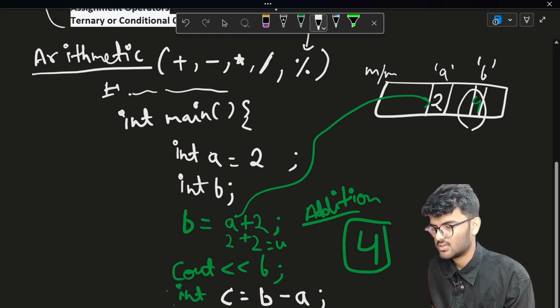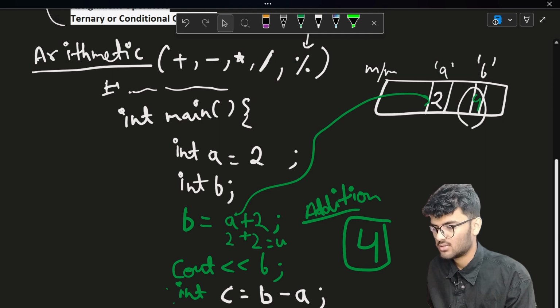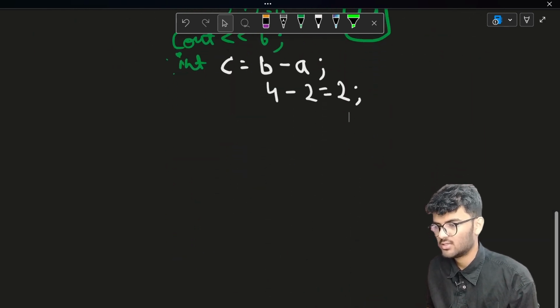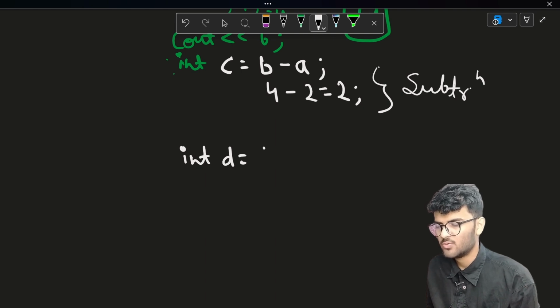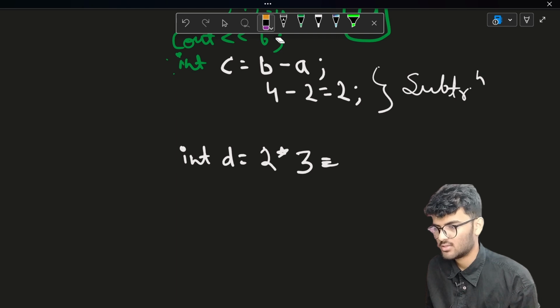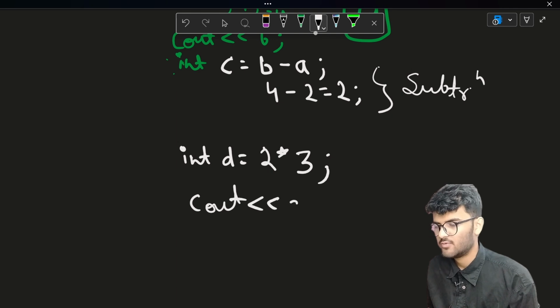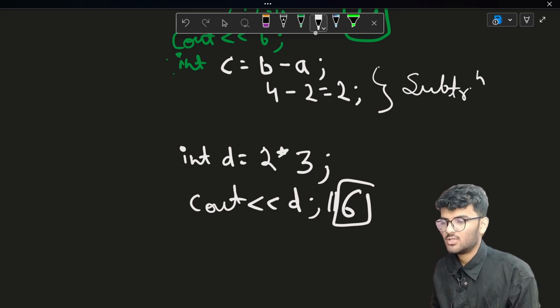Okay, and let's say this is the example of subtraction, and let's say integer d is equal to, suppose we want to multiply, so 2 into 3, for into I use star, right? 2 into 3, that will be equal to 6. So we don't write it like this, right? Yeah, so if I do cout b, it will give 6. So this is multiplication.